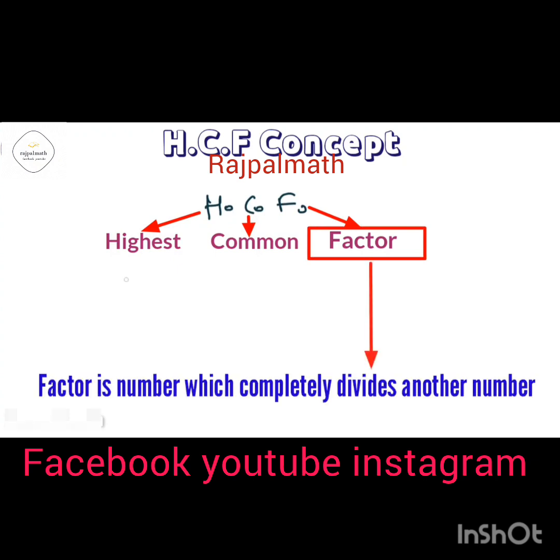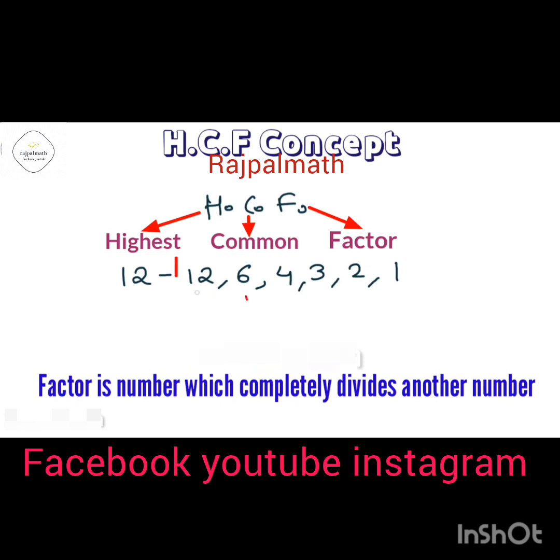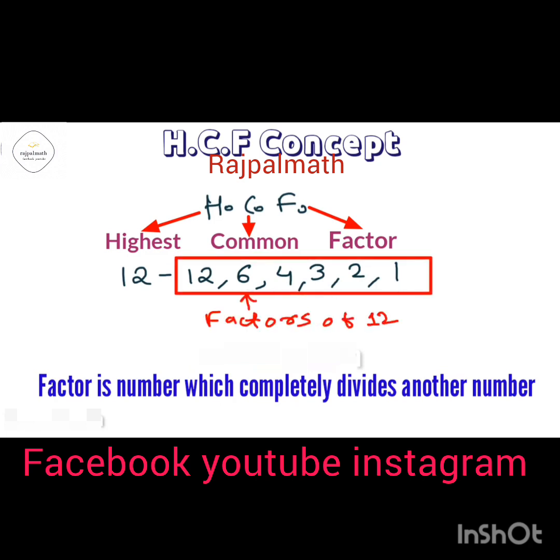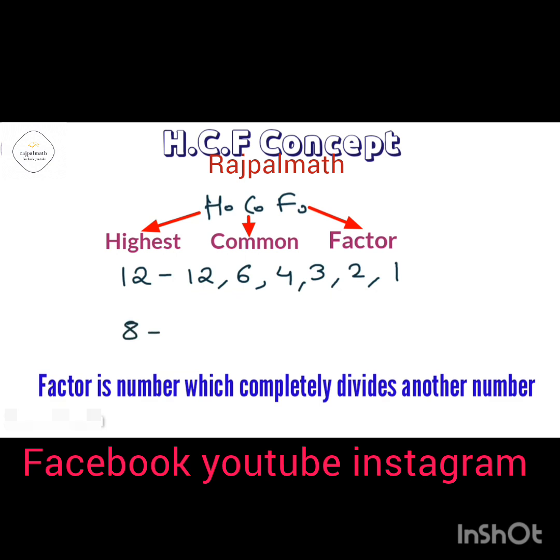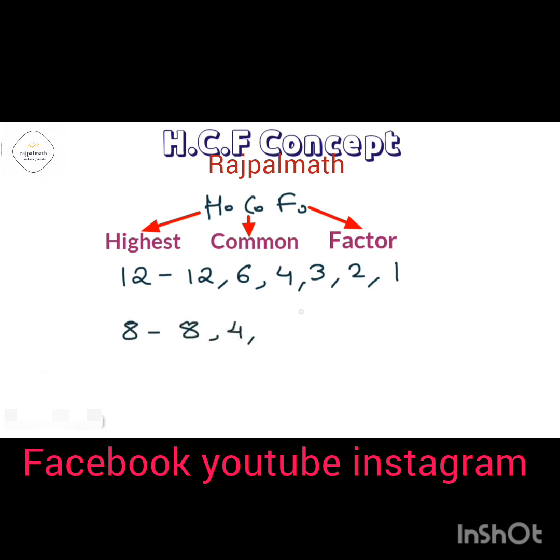For example, the factors of number 12 are the numbers by which 12 is completely divisible. So 12 is completely divisible by 12. It is completely divisible by 6, 4, 3, 2, and 1. So these are all the factors of 12. Similarly, let's find out the factors of 8. So 8 is completely divisible by 8, 4, 2, and 1. So these are all the factors of 8.